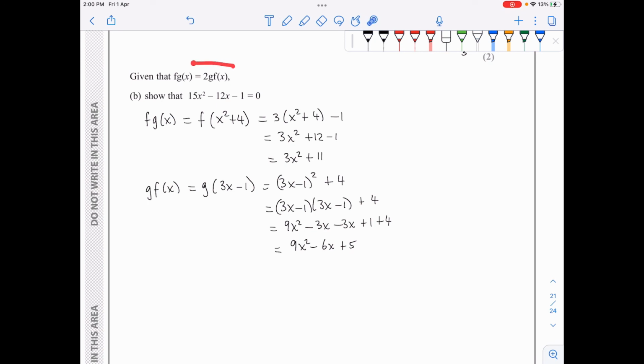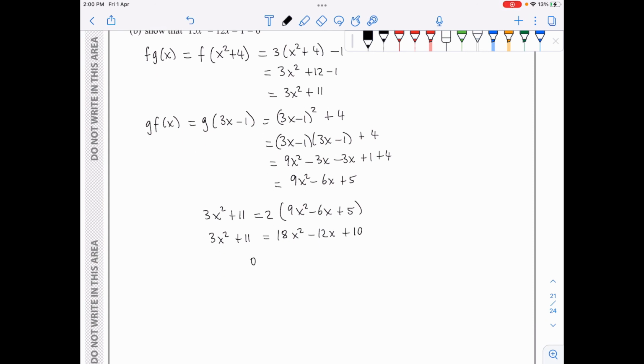So I'm going to go back to this expression here. F of g of x, so 3x squared plus 11, is 2 times g of f of x. I will expand the right-hand side, giving me 18x squared minus 12x plus 10. I will be collecting everything on the right-hand side, giving me 15x squared minus 12x minus 1 as required.